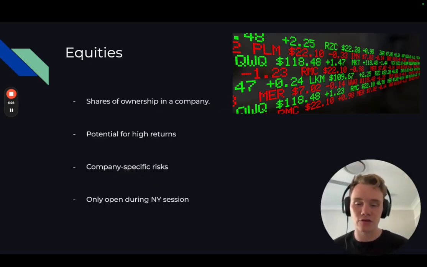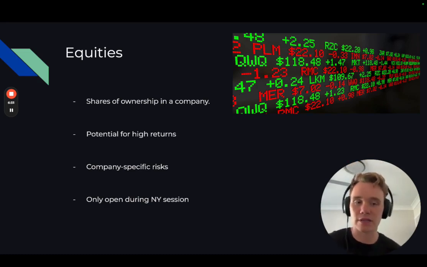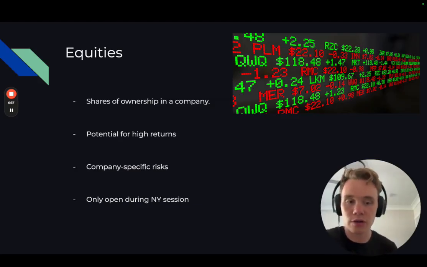And from a technical trader's point of view, the time frames and time zones may not necessarily be the best. They're a little bit slower because they're only open during the New York session. So for someone living in Asia, for example in Australia like myself, the New York session doesn't open until roughly midnight, going into the later hours of the evening.